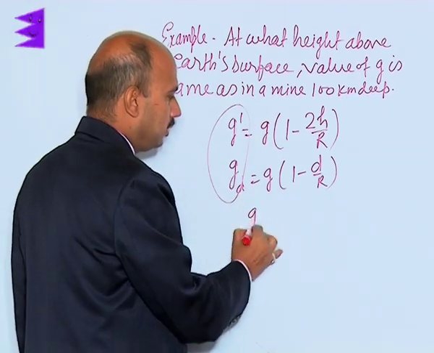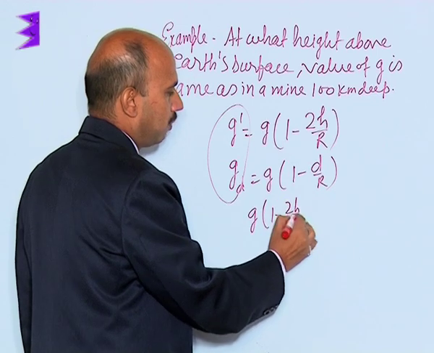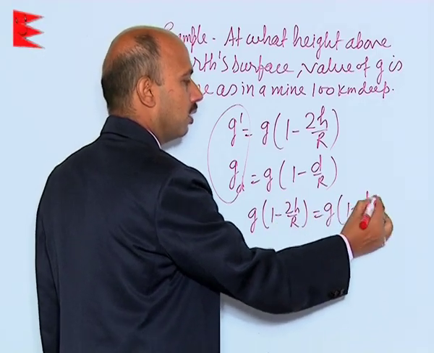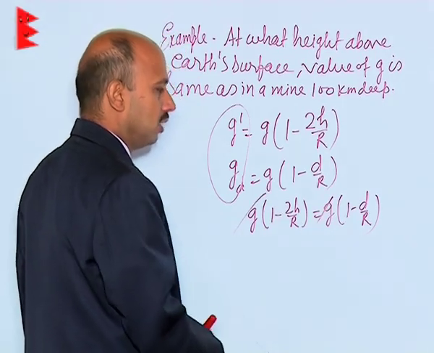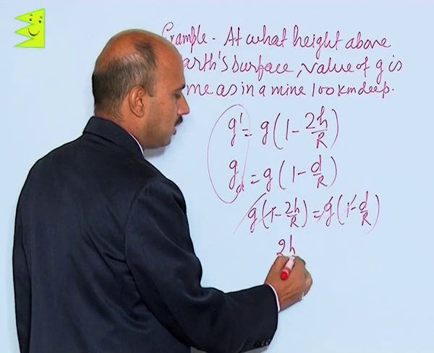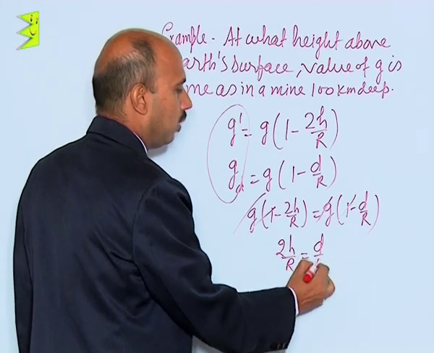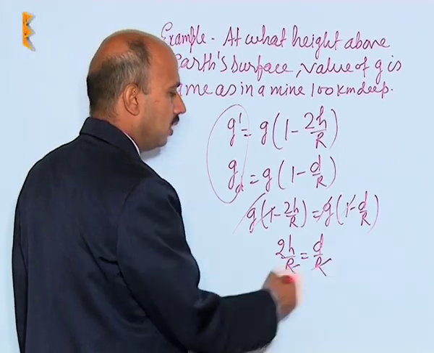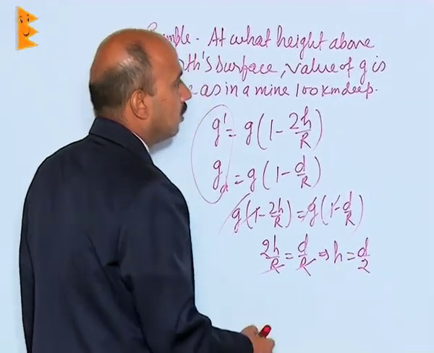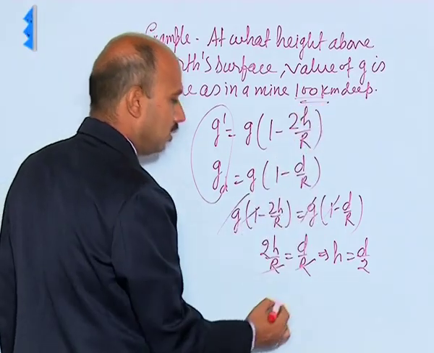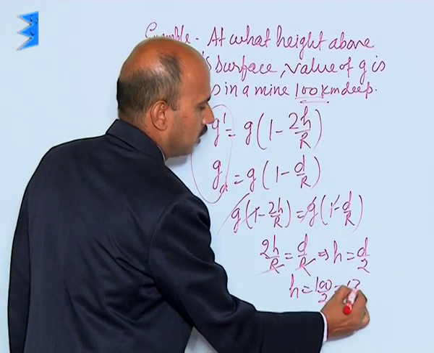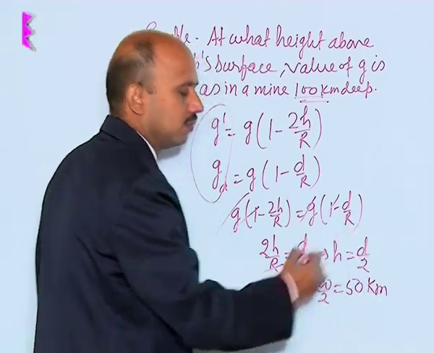So you can write g into 1 minus 2h upon R is equal to g into 1 minus d upon R. This and this cancel, and this also will get cancelled. You will be getting 2h upon R is equal to d upon R, R cancels. So h is equal to d by 2. Already 100 kilometer is given. So h is equal to 100 by 2, that is 50 kilometer.